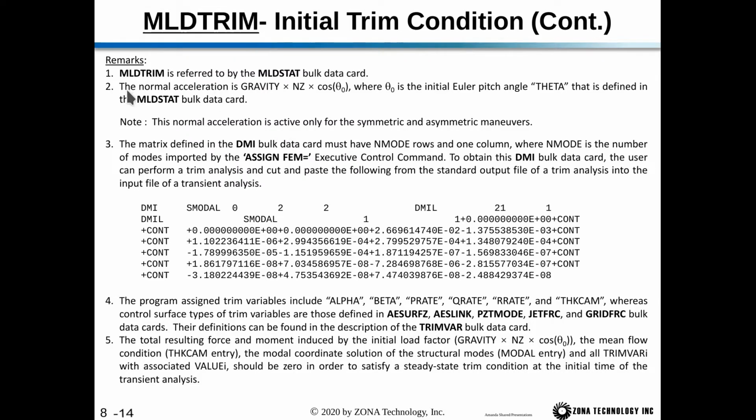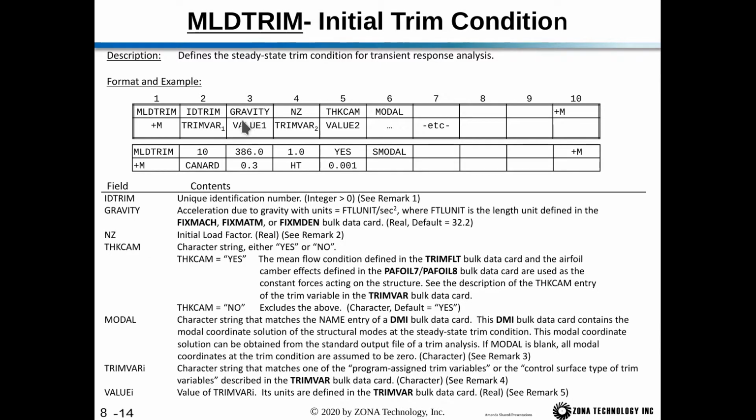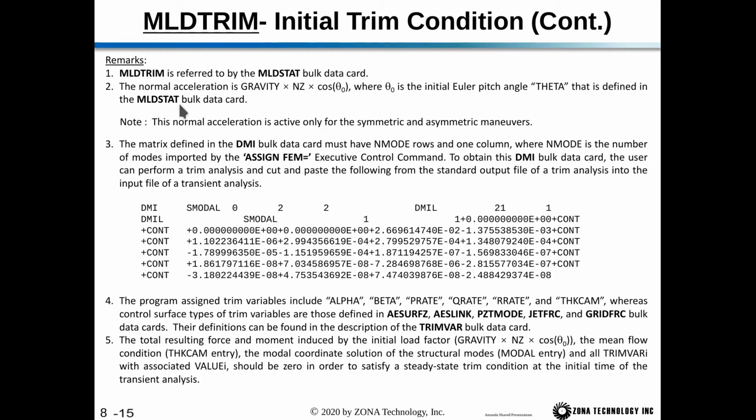So to note here, this remark 2 refers to the gravity and NZ fields. The normal acceleration is gravity times NZ times cosine of theta naught, where theta naught is the initial Euler pitch angle theta that's defined in the MLDSTAT card. And the normal acceleration is active only for symmetric and asymmetric maneuvers. This is an example in remark 3 of the DMI card.